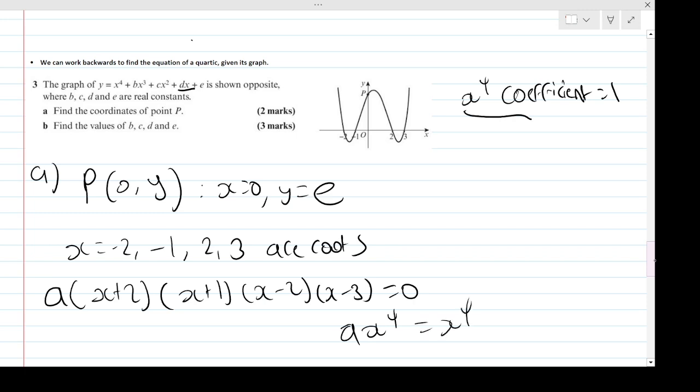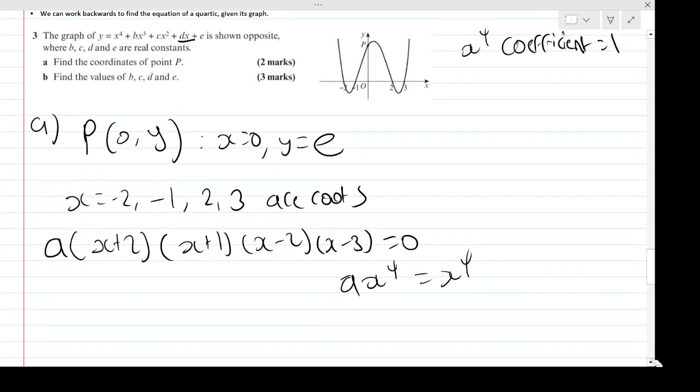The coefficient is 1. So ax to the 4 is just equal to x to the 4, because the coefficient of x to the 4 in the quartic equation is just 1, right? So if we match the coefficients, a simply equals 1.